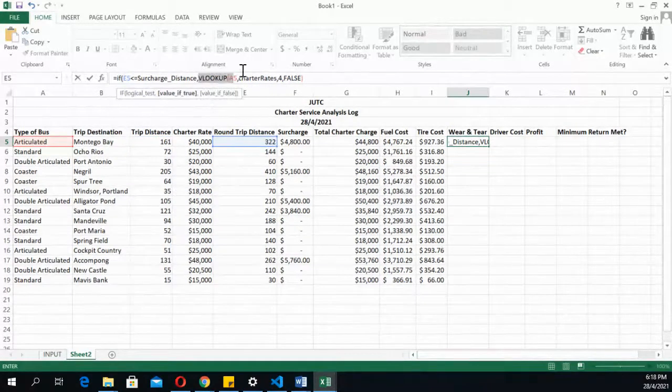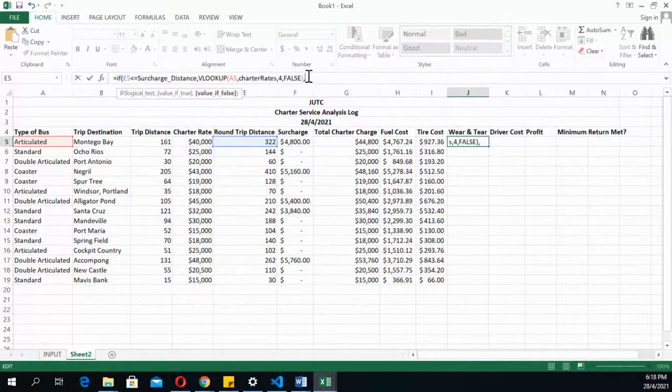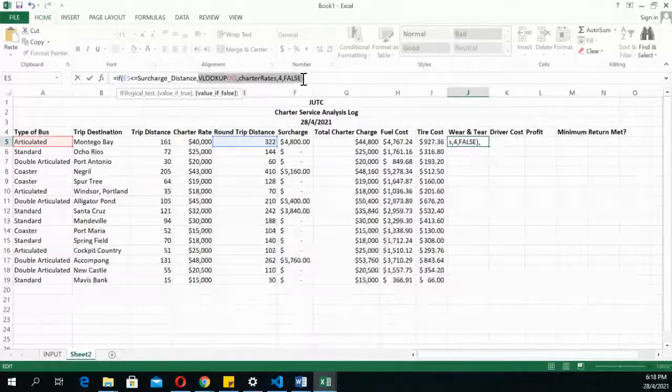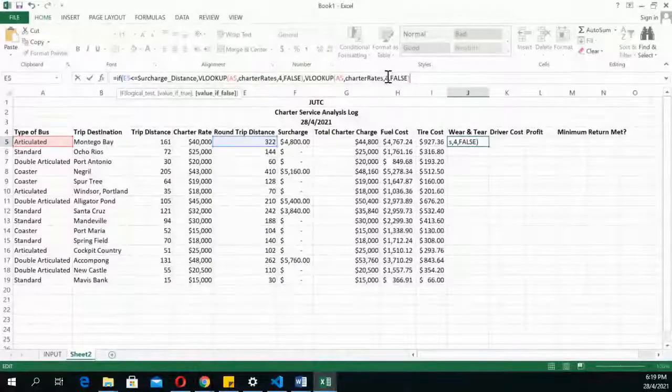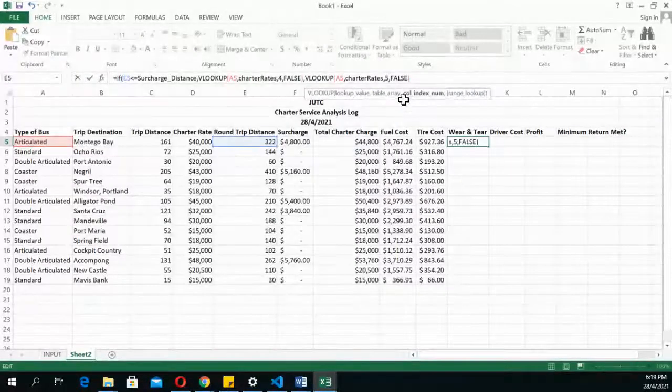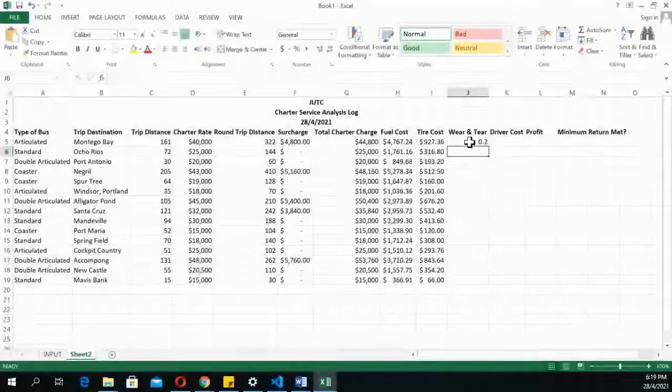Then I am using this VLOOKUP. Everybody see that? Else, which column do I want it to look at? So now it is greater than 200 kilometers. Which column do I want it to return? Column 5. So I'm just going to copy this back and paste it, and then change the column here to be 5. So I finished the if statement. So now I would have used this to determine my wear and tear rate.